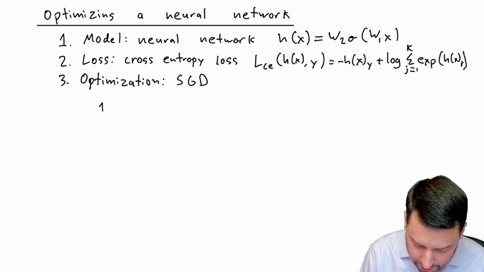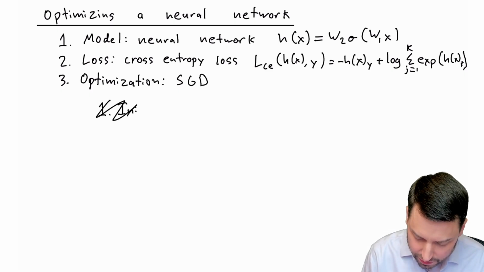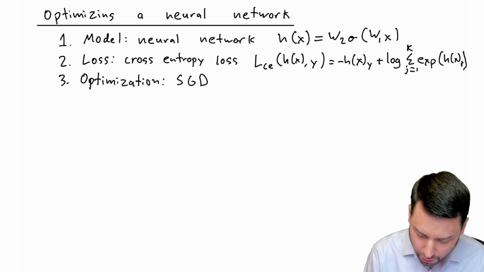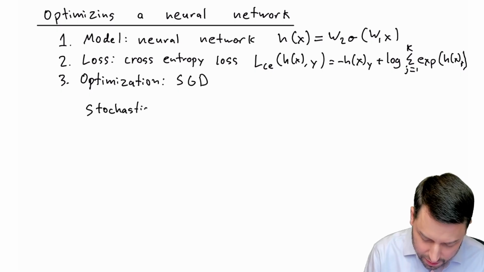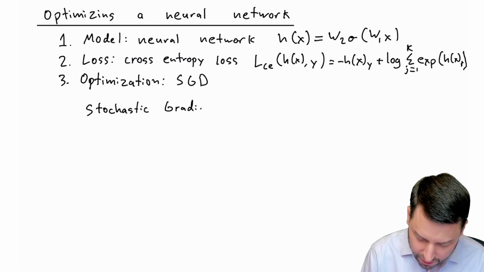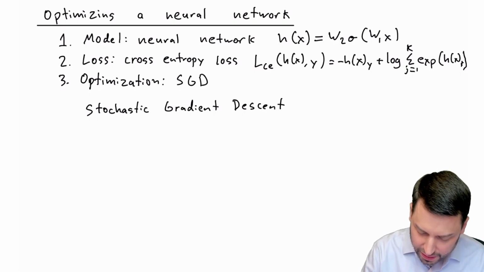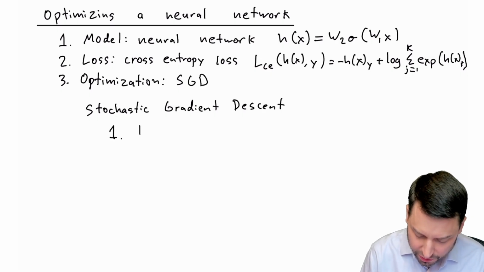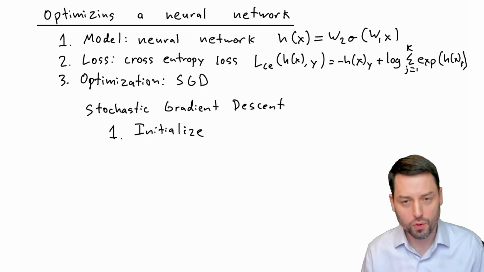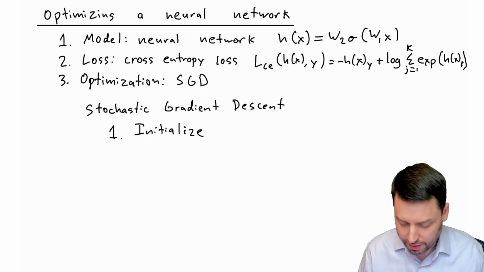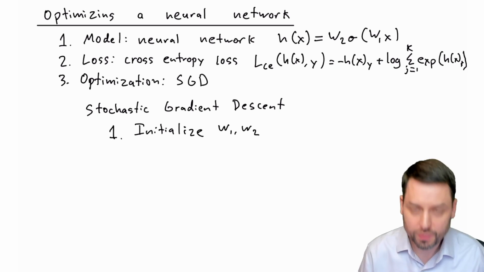We first, number one, would initialize. Let me write, this is actually what stochastic gradient descent looks like. And it looks something like this. So the first step is that we initialize our parameters, the things we're optimizing over. And in this case, that would be W1 and W2, these matrices.